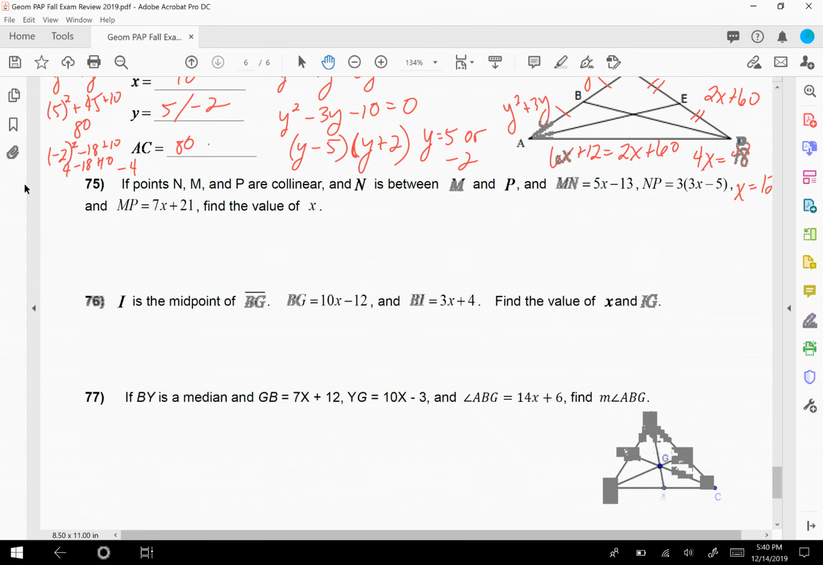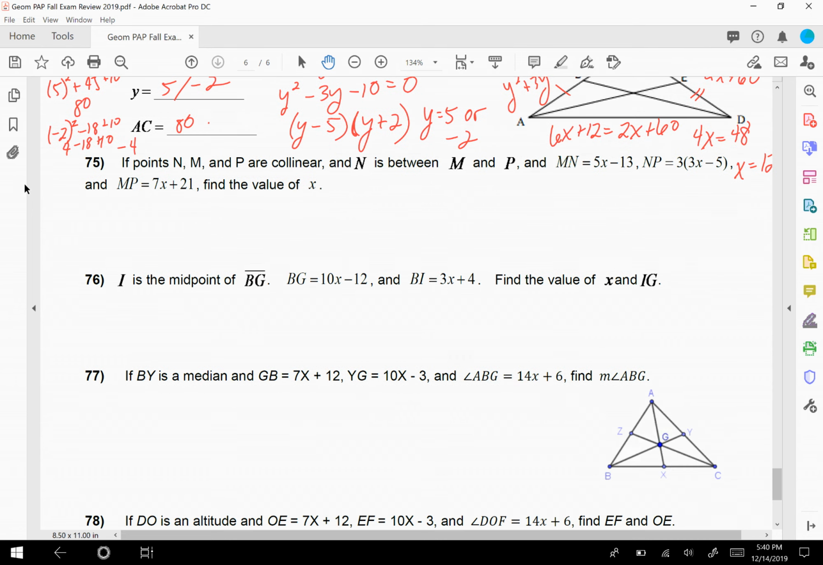Okay, it says if points N, M, and P are collinear, and N is between M and P, and then we have all the little things they tell us here, find the value of x. So we have our picture, N, M, and P are collinear, and N is between them. So MN is 5x minus 13. NP is 3 times 3x minus 5. And then the whole thing is 7x plus 21.